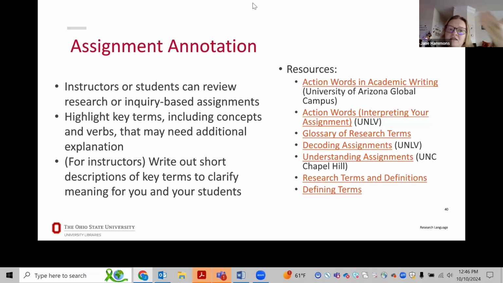And then the instructor can say, okay, I'm seeing that these terms are ones students are having difficulty understanding. I can write out short descriptions of what these terms mean and include those in the assignment to give students more guidance. And I've given some resources here on definitions or words that you can use to help clarify what some of these terms are. I've also got some resources here on how students can decode or interpret their assignments.